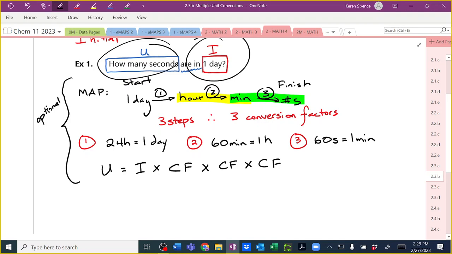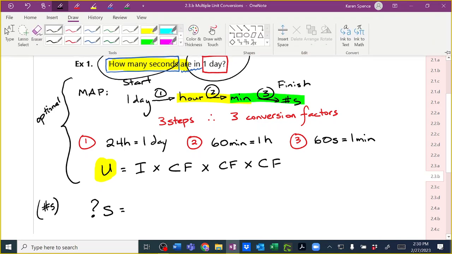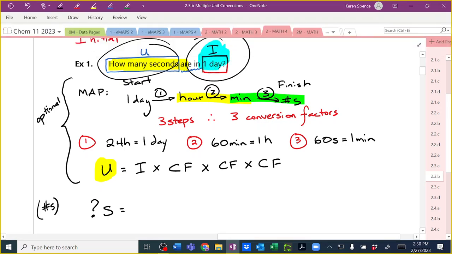You need to say, my unknown is how many seconds? So I'm going to say, what am I solving for? I am solving for the number of seconds. So you can write a question mark there. You can write a number sign there. You could write number of seconds instead. Okay. Second thing you're going to do is you're going to write your initial quantity. And our initial quantity is 1 day.